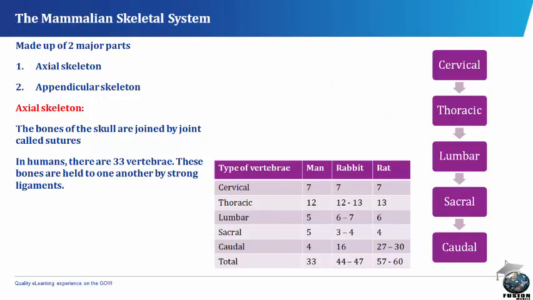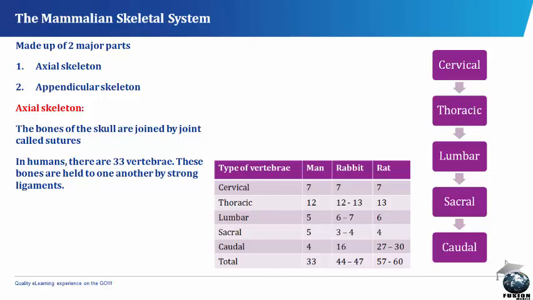The mammalian skeletal system. The mammalian skeletal system is made up of two major parts. These include 1. Axial skeleton and 2. Appendicular skeleton. The axial skeleton comprises the skull, the vertebral column or backbone, the ribs, and the sternum or breastbone. The appendicular skeleton is made up of the limb girdles, that is the pectoral and pelvic girdles, and the limbs, that is the forelimb and the hind limb.